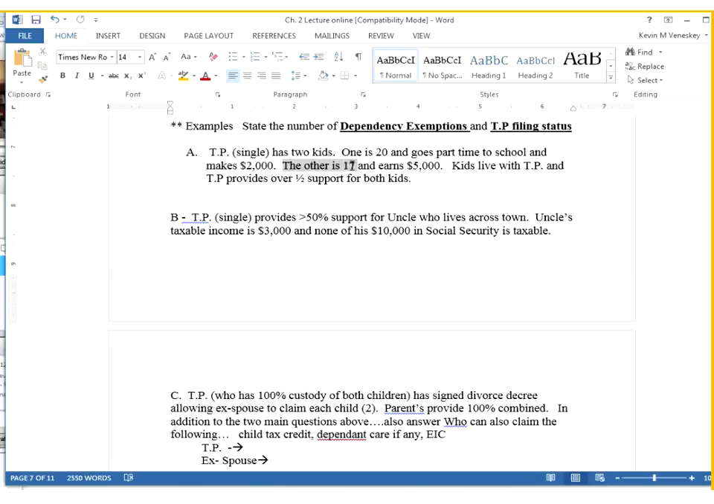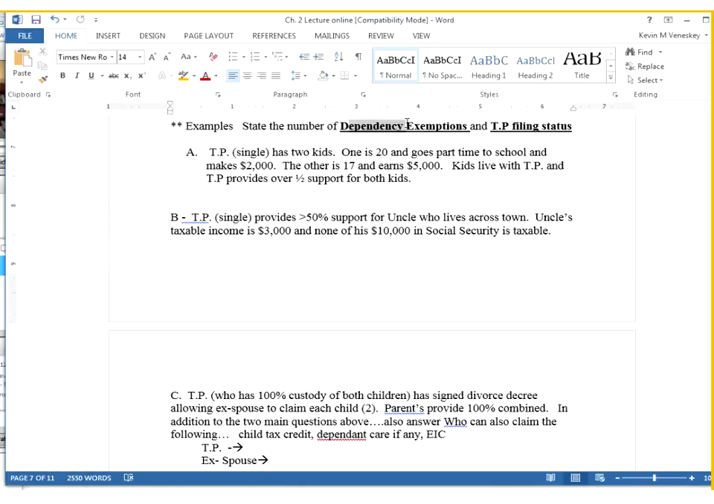The other child is 17, so he is a qualifying child. And if you remember back, it doesn't matter what the qualifying child earned. They could earn $10,000. It doesn't matter. They're still considered a dependent. There's no income limit when it's a qualifying child. The kids live with the taxpayer, which is something we needed to know, and the taxpayer provides over half the kids' support. So in this case, we would get to claim 2 exemptions.